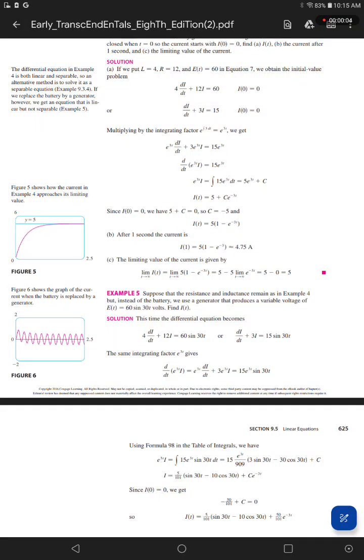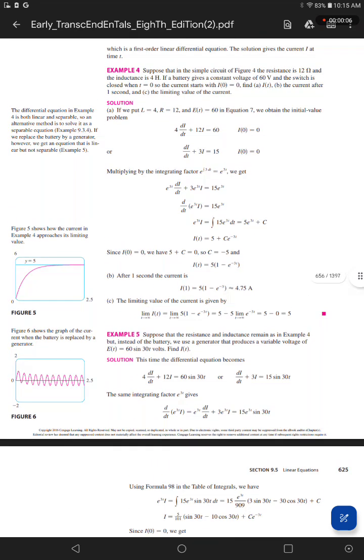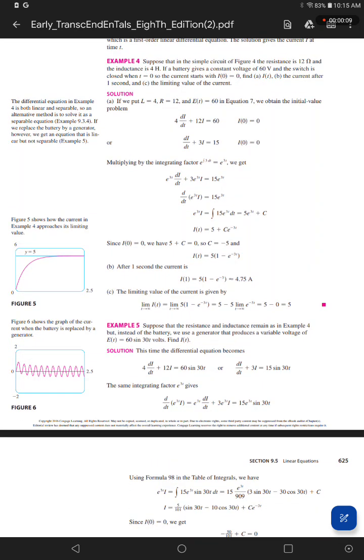Example 4. Suppose that in the simple circuit of figure 4, the resistance is 12 ohms and the inductance is 4 henries. If a battery gives a constant voltage of 60 volts and the switch is closed when t equals 0, so the current starts with I of 0 equals 0.